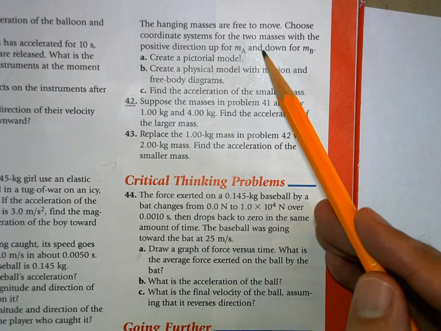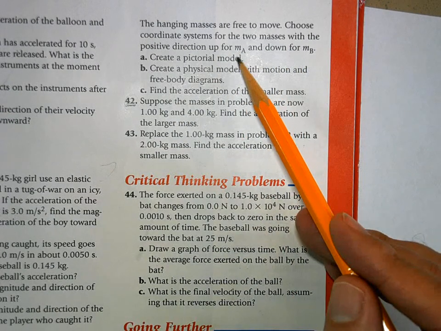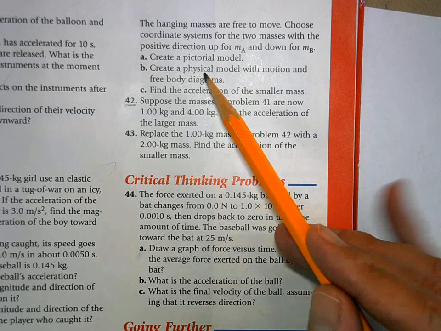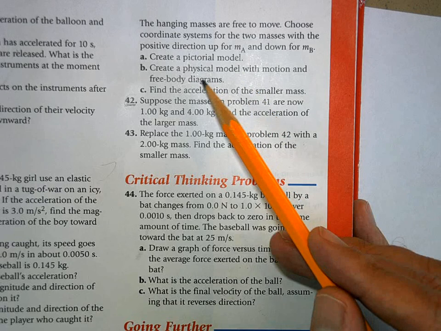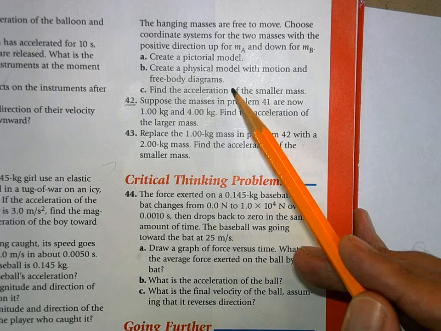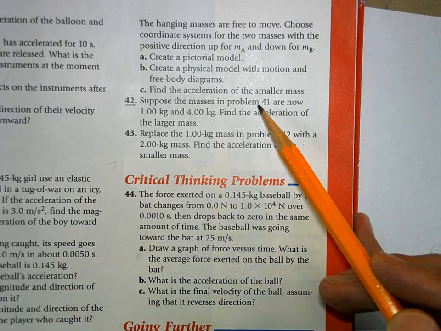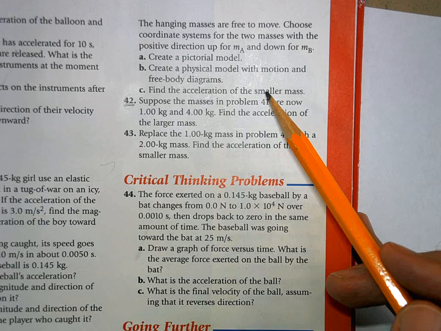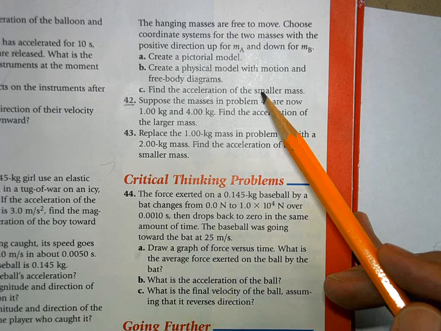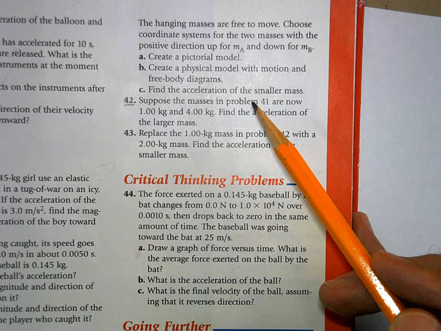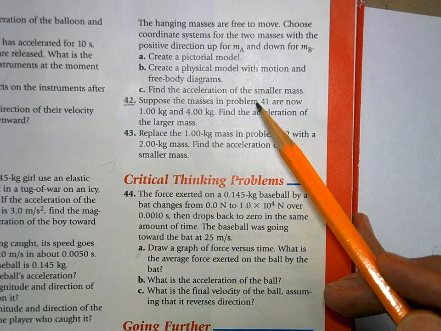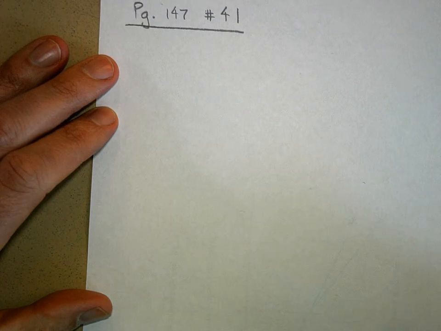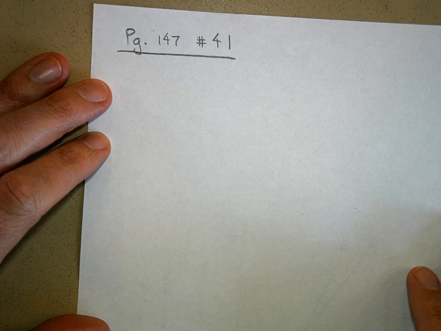Choose a coordinate system for the two masses with positive direction for MA up and down for MB. Create a pictorial model. Create a physical model with motion and free body diagrams, and find the acceleration of the smaller mass. Now I'm going to modify this a little bit. I'm just going to use the procedure to find the acceleration of the smaller mass here. Okay, so let's use given, find, and solve.